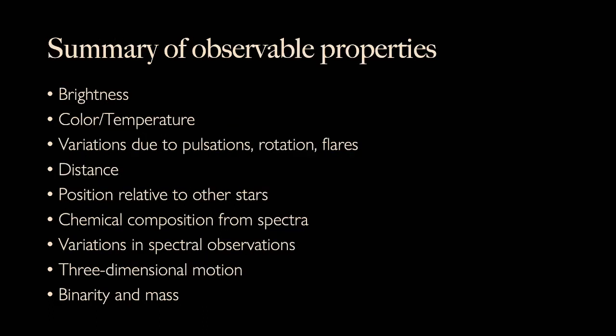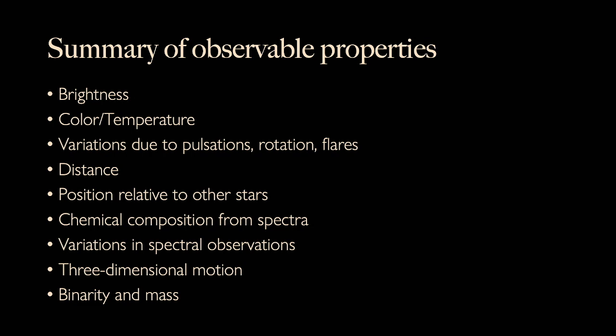So then, summary of observable properties in stars. We have a brightness, we have a color, temperature. We see variations in the light curve due to pulsations, rotation, flares. We can also measure the distance through parallax. We can measure position relative to other stars. We know the chemical composition of stars from spectra. We can see variations in spectral observation, which help us deduce the motion of the stars, and we can get three-dimensional motion. And finally, we can figure out things like binarity and mass. So that's a lot of information that's contained in the light.